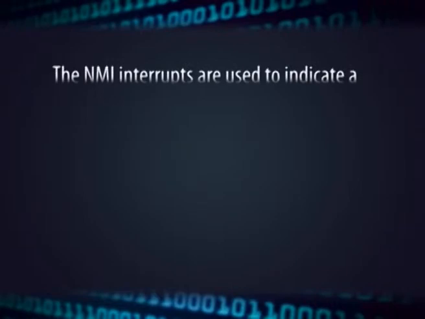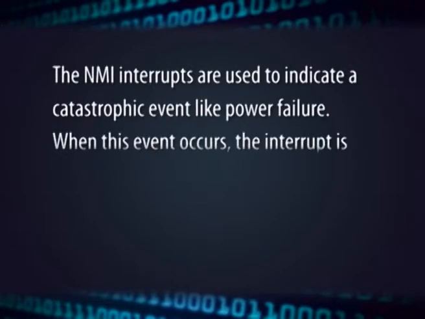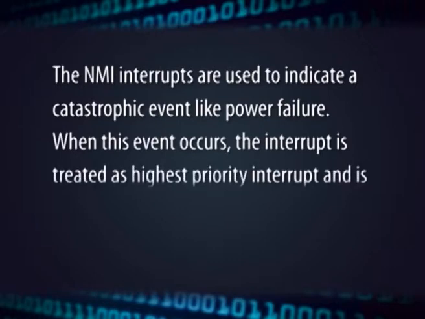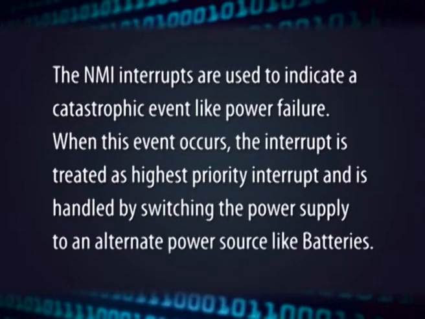The NMI interrupts are used to indicate a catastrophic event like power failure. When this event occurs, the interrupt is treated as the highest priority interrupt and is handled by switching the power supply to an alternate power source like battery. In case of the failure of the alternate power supply too, the NMI saves the current state of the CPU.